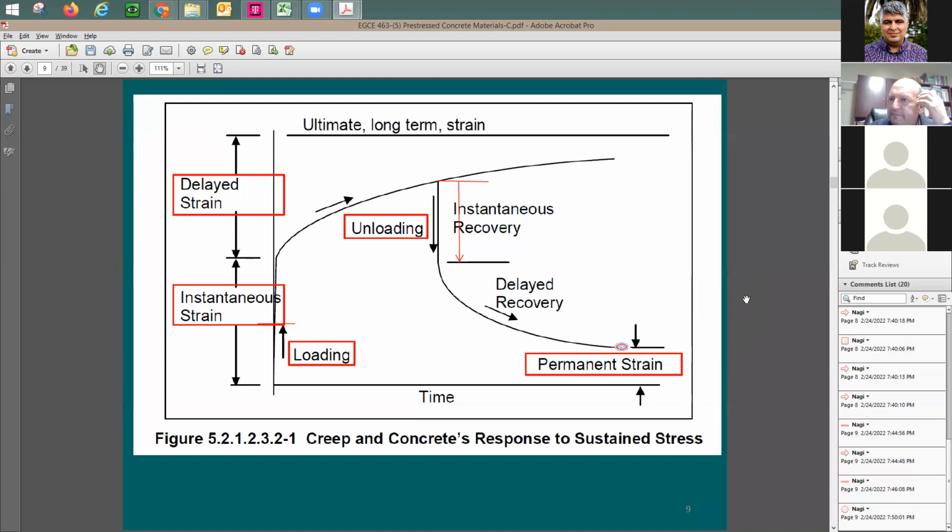Any other questions? You're good? All right. So now we have an idea about the concrete performance when it comes to sustained loads. We call this sustained loads, which means permanent loads. Loads can be staying there for a long time.